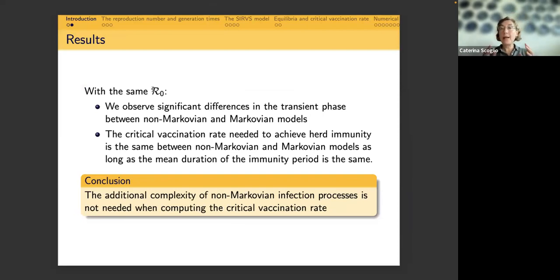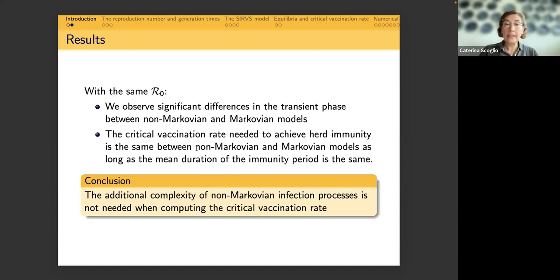Summarizing and anticipating the results of this work, we can say that under the constraint that we have the same value for R0, we observe two things. One, that Markovian and non-Markovian models have big differences in the transient phase. So if the empirical information is non-Markovian, we need to use a non-Markovian model. We cannot simplify using Markovian ones.